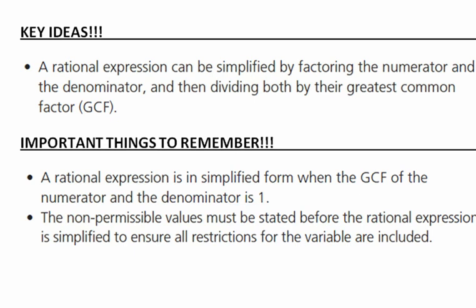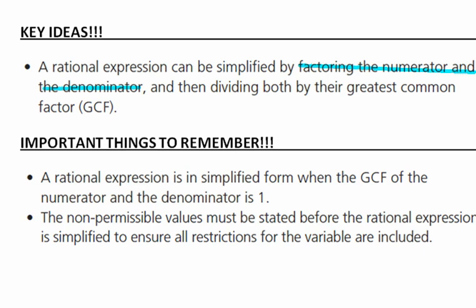Okay. So the key idea is a rational expression can be simplified by factoring the numerator and denominator. So we want to factor the numerator and denominator and then divide both by their GCFs. A rational expression is in simplified form when the GCF of the numerator and the denominator is 1. So there's nothing else that we can factor out of the numerator and denominator that can be simplified.